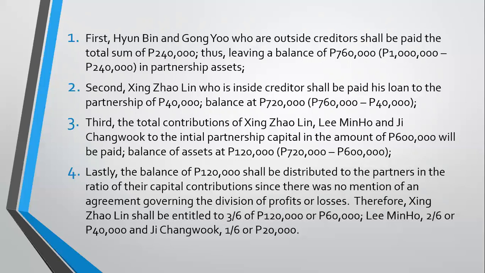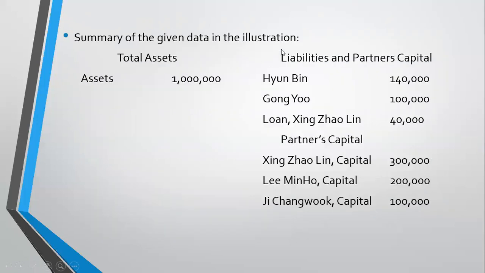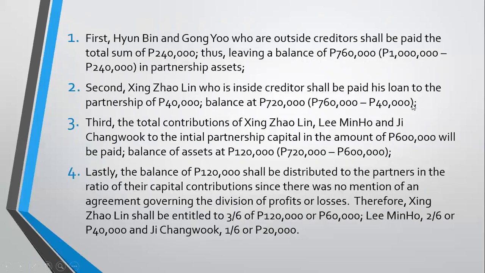So, if we have 1 million, bayad natin yung 240,000, consists of, saan galing yun? Kay Yungbin, you have this 140, Gongyo is 100. So, that is why we have a total of 240,000. So, that 1 million asset, less the 240,000, may natira tayong 760. So, from that 760, punta tayo dun sa second preference.